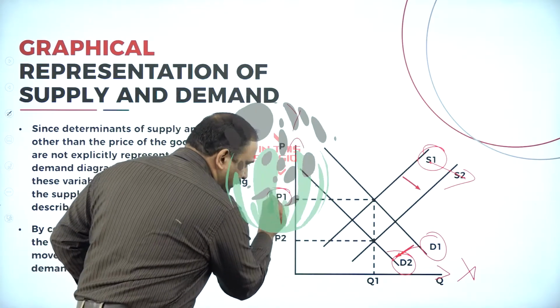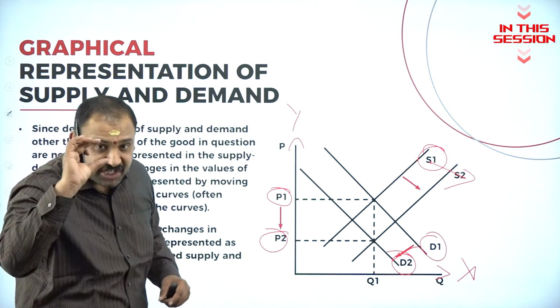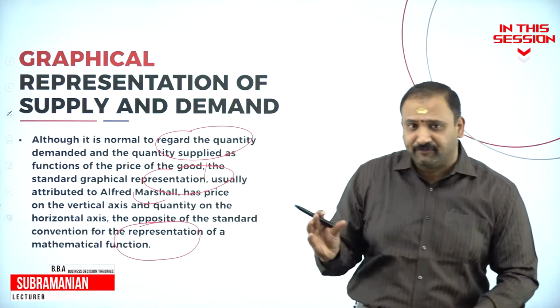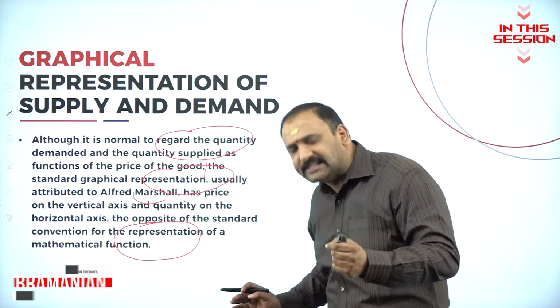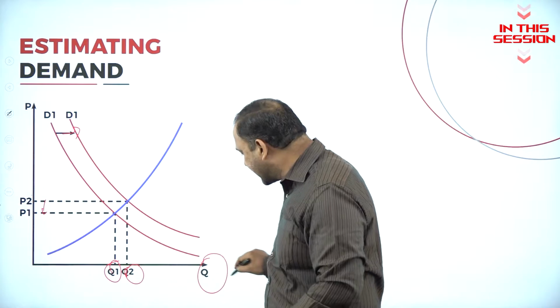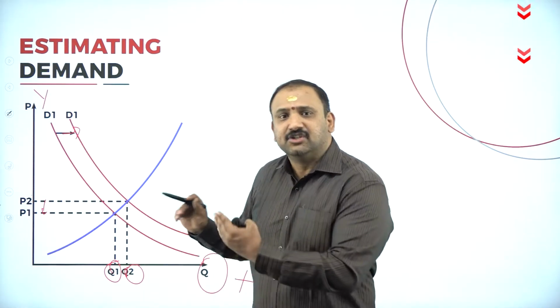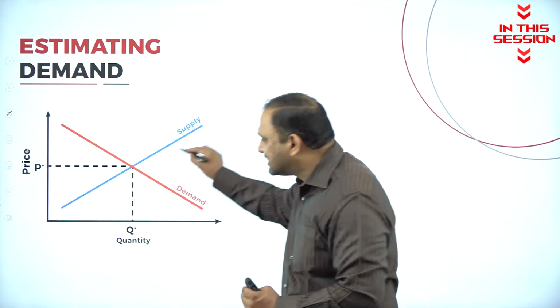P1 stands for price, P2 stands for the next price level, that is the change in price. Price and quantity as that is being followed, and we are going to understand how the quantity supplied, quantity is taken on the x-axis, price is taken on the y-axis. So you will be able to see the sloping line towards left. This is your demand curve, this is your supply curve.